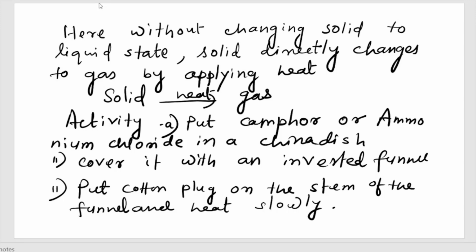Now, in the activity, put camphor or ammonium chloride, which is available in the laboratory, in a china dish, that is a pot, and cover it with an inverted funnel. You can see the diagram here also. The stem hole of the funnel is closed by a cotton plug. Heat the china dish slowly. And what happens after that?